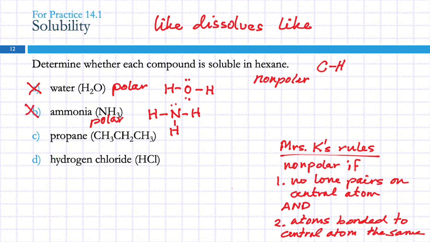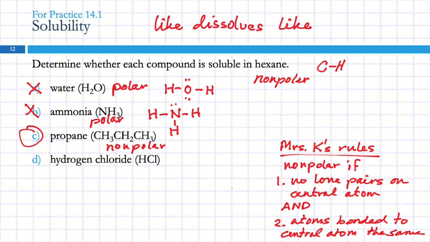How about propane? Is this polar or nonpolar? This is nonpolar. So all of these bonds are nonpolar. If all the bonds are nonpolar, it doesn't matter what else you've got going on. It's going to be nonpolar. So this one is nonpolar, and so this will dissolve. That'll be soluble. Propane is very much like hexane. Right? They're very similar.